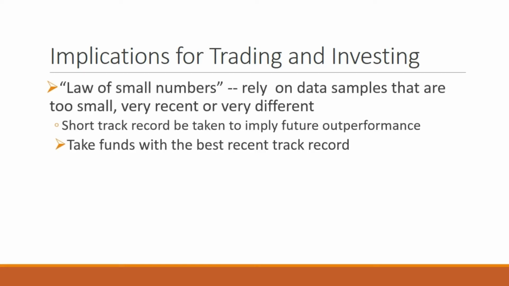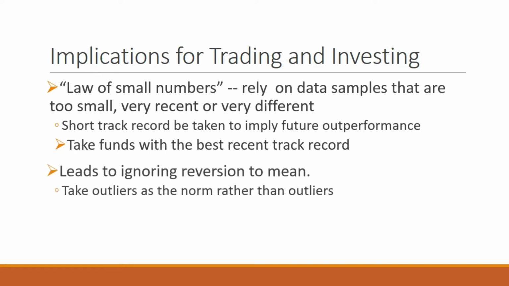One of these is the law of small numbers. Under this law, we rely on data samples that are too small, very recent, or very different than the norm, and assume that they represent the universe. So, for example, a short track record for a mutual fund is taken to imply that there will be outperformance in the future. We take funds with the best recent track record and project it out into the future. It also leads us to ignore reversion to mean.